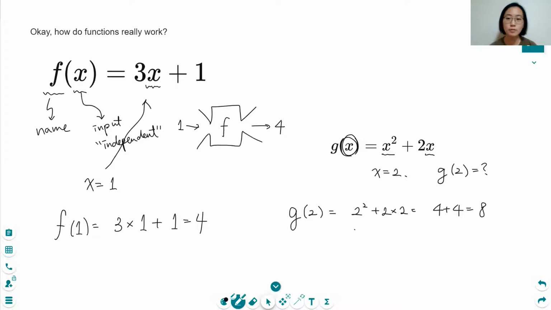And so if you had a machine and the machine's name, I drew it even worse, and the machine's name is G, and you put in 2 into it, you would get 8. And that's how you define a function, and that's how you evaluate a function.